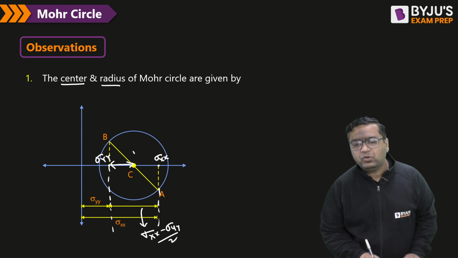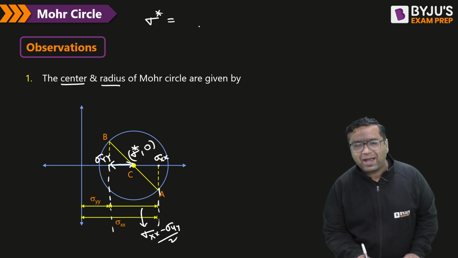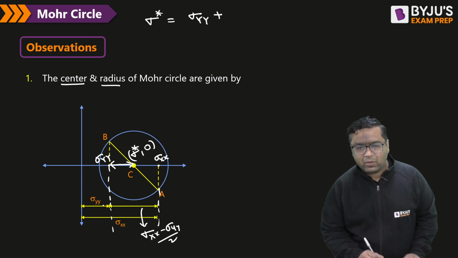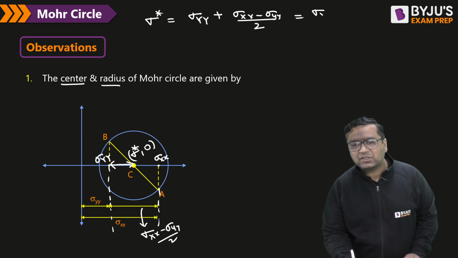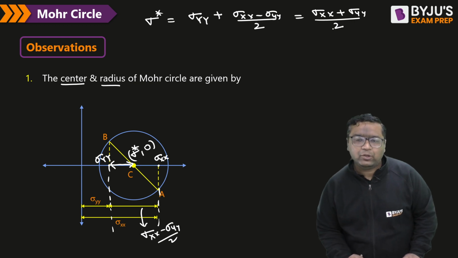So if I want to write down sigma star, which is the coordinate of the center, sigma star can be written as sigma yy plus half of this distance. So I can write it as sigma yy plus (sigma xx minus sigma yy) by 2. So you will be getting sigma star as (sigma xx plus sigma yy) by 2. You already know this is going to be the point on the x-axis.